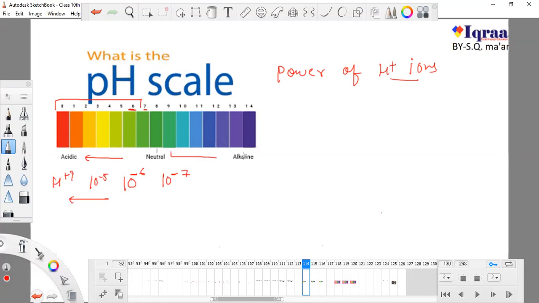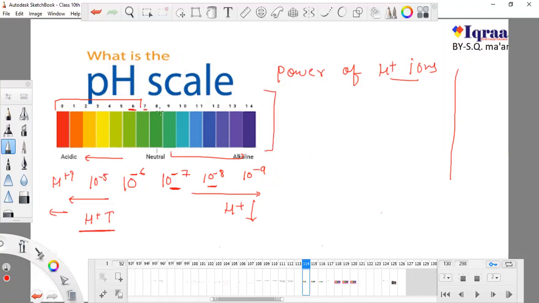And if I go here, it will be 10 to the power minus 8, and we know that 10 to the power minus 7 is more powerful than 10 to the power minus 8. So as we go here, the power of H plus ions will decrease, and if we go here, the power of H plus ion will increase. That's why this is a scale of pH. What is the meaning of pH? Power of H plus ion. This scale shows how the power of H plus ion will increase and how the power of H plus ion will decrease.